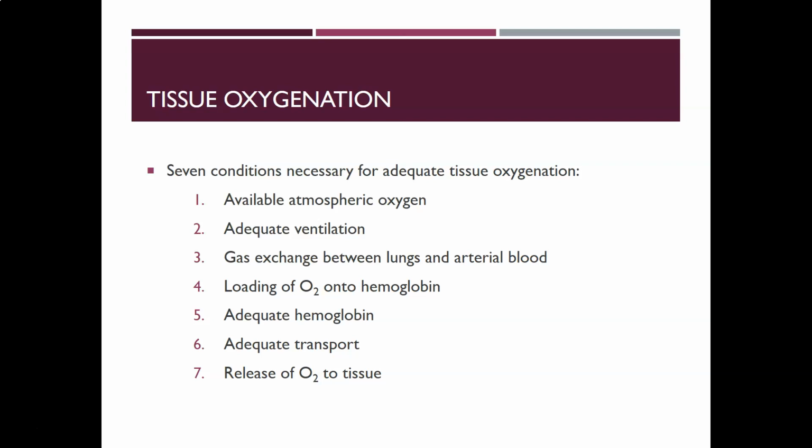And then adequate transport. The heart has to be beating and the blood has to be flowing. Things that could mess with that would be blood clots, for example, in certain areas, which could mess with tissue oxygenation to certain tissues. And the heart not beating obviously would be a problem too. And then the release of the oxygen into the tissues. There are several factors that can affect that. Some of them have to do with the pressures of the gases. The oxygen has to be able to let go of the hemoglobin and cross over into the tissues.